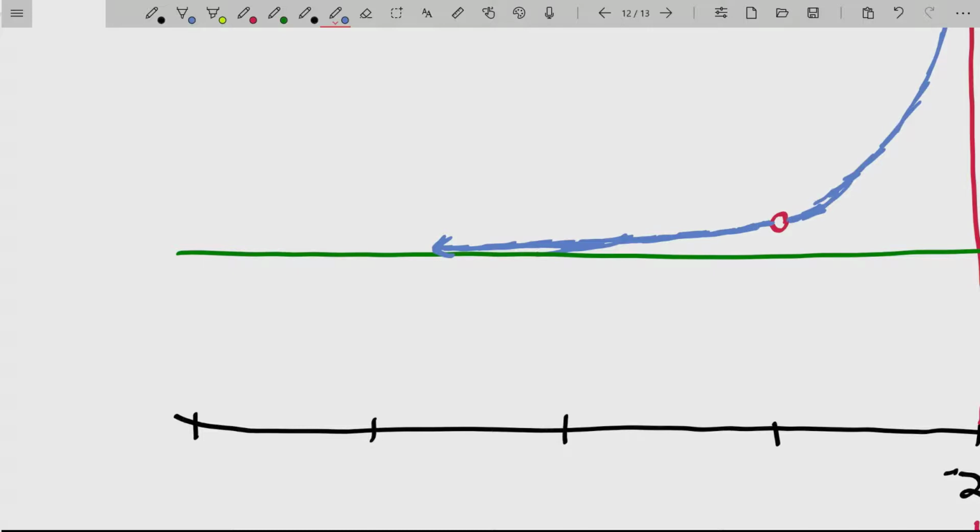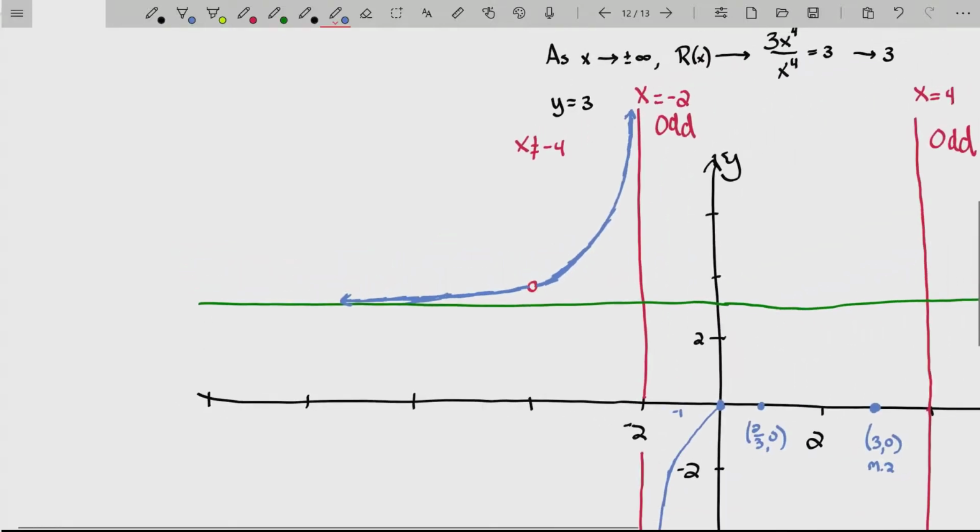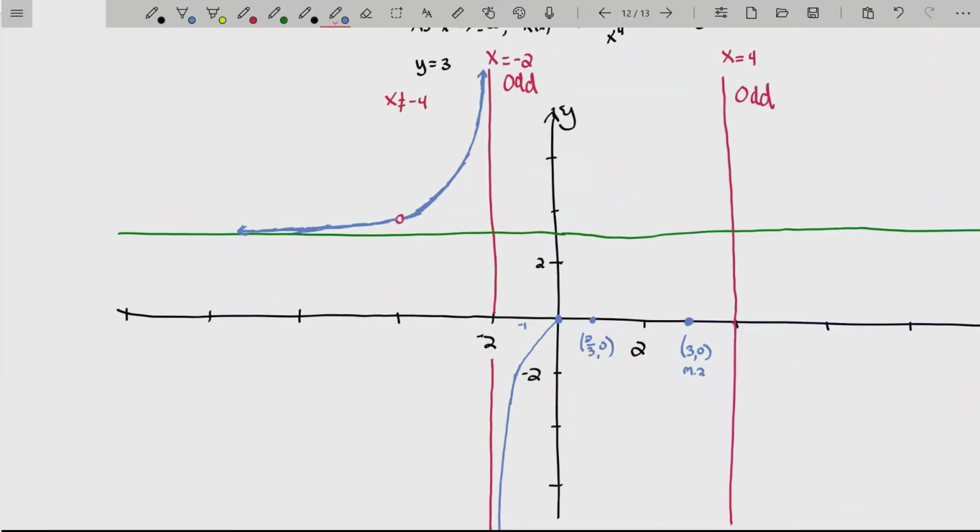In calculus, you can find out exactly when it crosses. Actually, you don't need calculus for that. You just need algebra. But I don't require my students to find out if it crosses or not. So, all right, we can see what this rational function looks like to the left of the y-axis. Now let's go ahead and see what it looks like to the right of the y-axis.